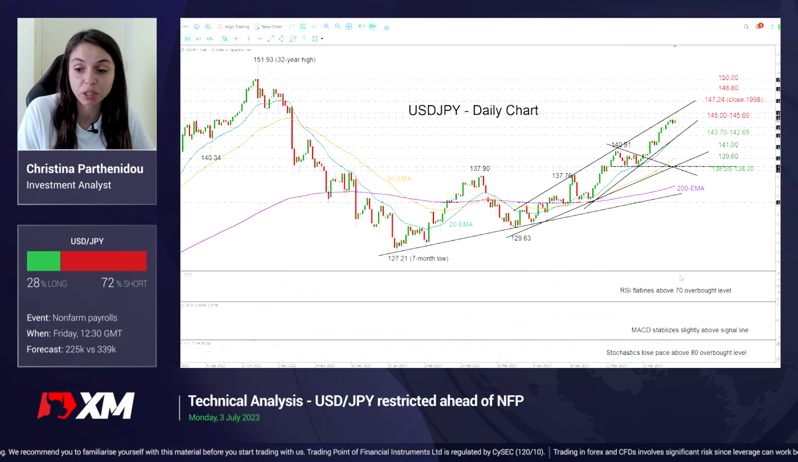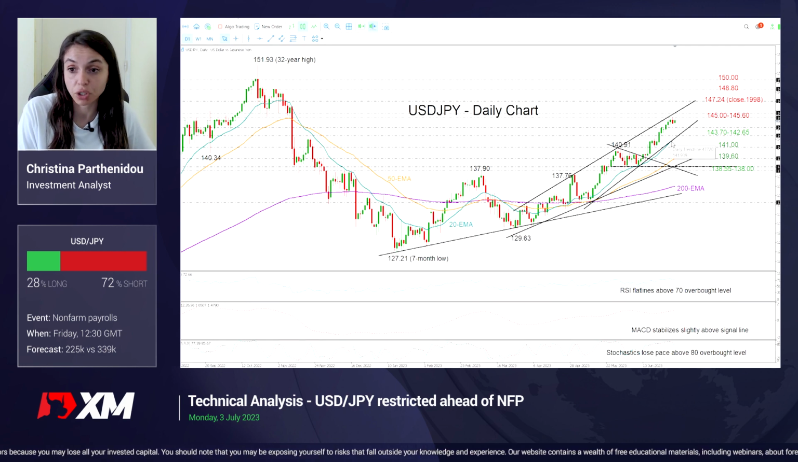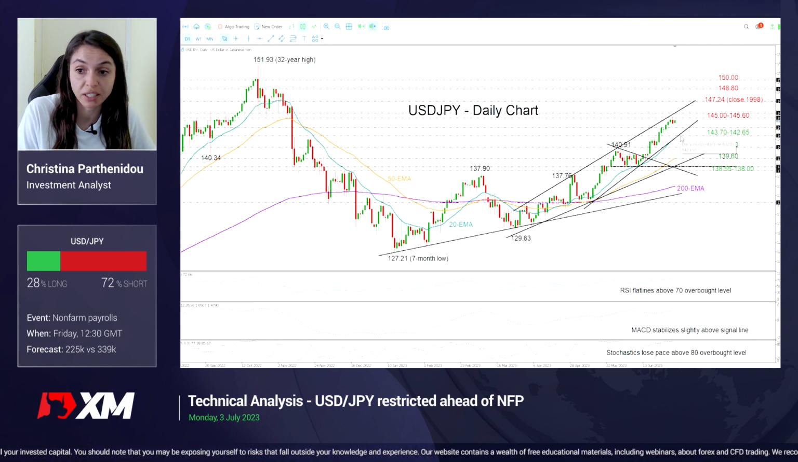Now from a technical perspective, the market seems to be trading within an overbought zone. The RSI and the stochastics have been fluctuating above their overbought levels for some time now, so a downside correction would be very surprising. If that happens, we may see the price pausing near the 143.70 barrier. While lower than that, it will be interesting to see whether the pair can rebound around this ascending line where the 20-day exponential moving average is located around 142.65.